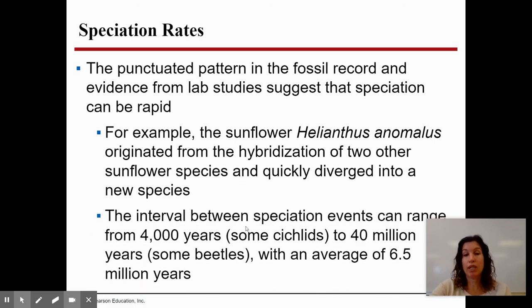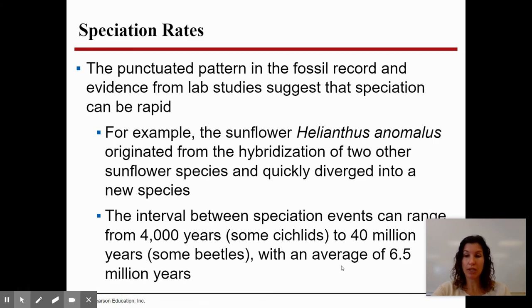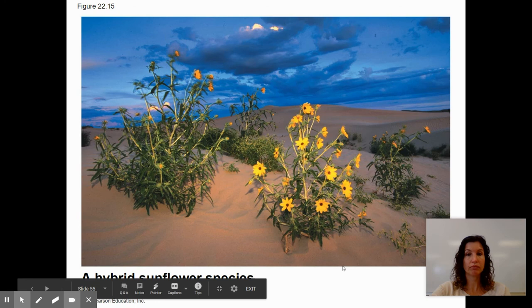So the interval between speciation events can range from 4,000 years, which is really fast, to 40 million years. So the average is about 6.5 million years for a new species to develop. And there's our example with the sunflowers.